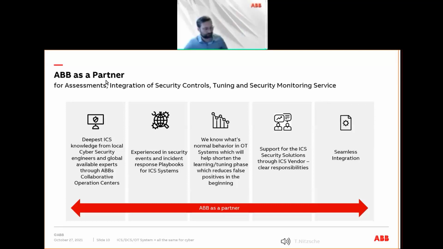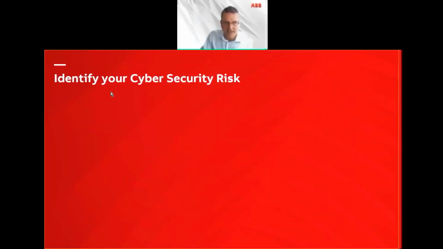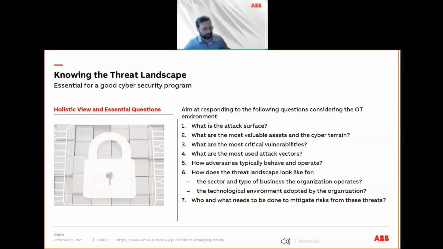Okay. Coming to the next section, which is identify your cybersecurity risk. Exactly. So, I have mentioned the upcoming publication from ENISA about the threat landscape from 2021. This is interesting, because the list that you see here I have also taken from ENISA. This is from the publication on Emerging Trends, so also a very good resource to look into.